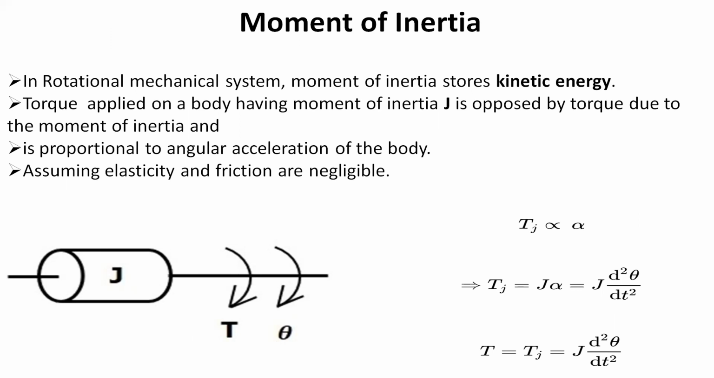Assuming as usual elasticity and friction are negligible, we get Tj, because of the moment of inertia, is proportional to alpha, where alpha is the angular acceleration and theta is the angular displacement. T is the applied torque, Tj is the opposing torque due to moment of inertia, and J is the moment of inertia. So the resultant we get is J alpha, that is J into d square theta by dt square. As usual, the angular acceleration is the second derivative of angular displacement.